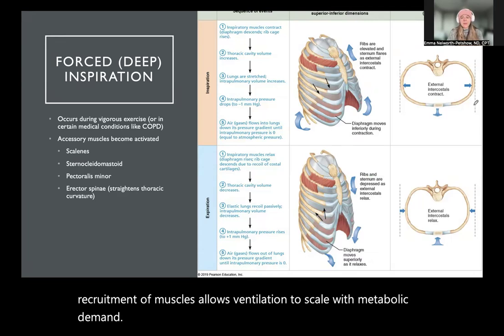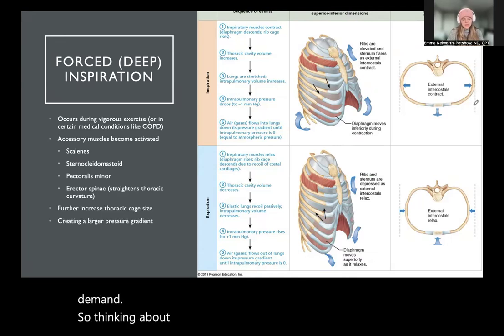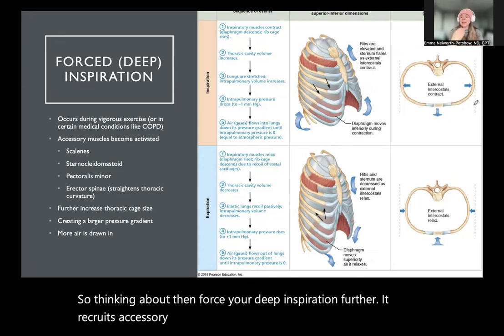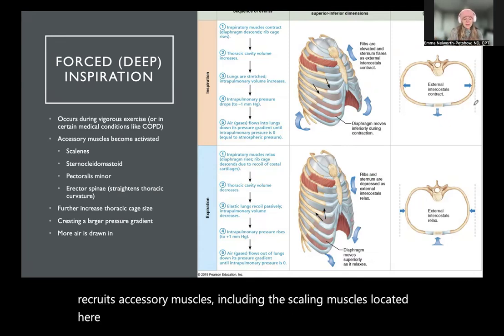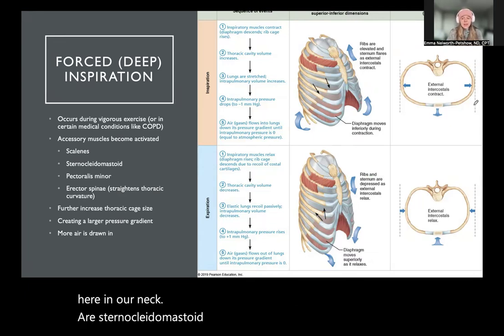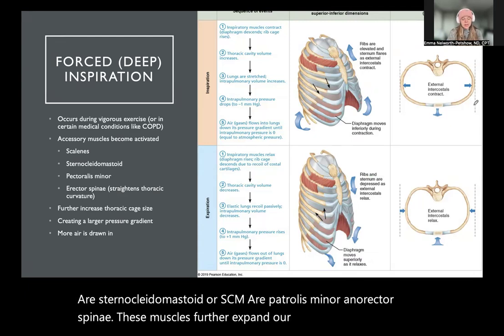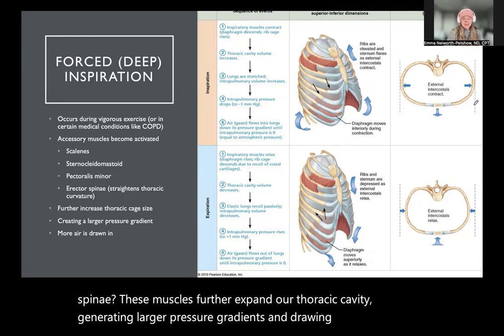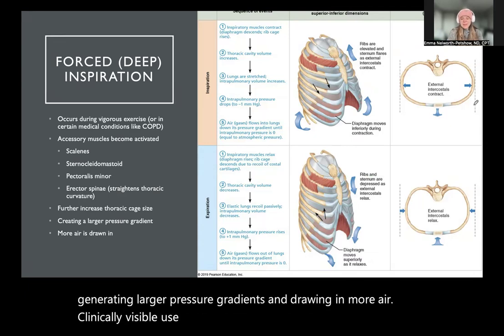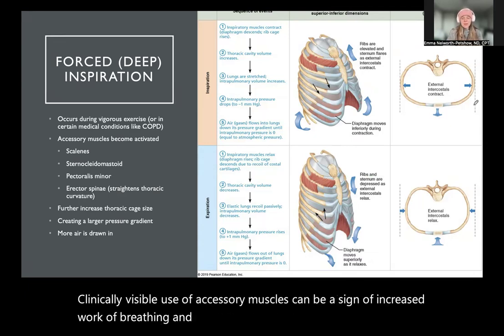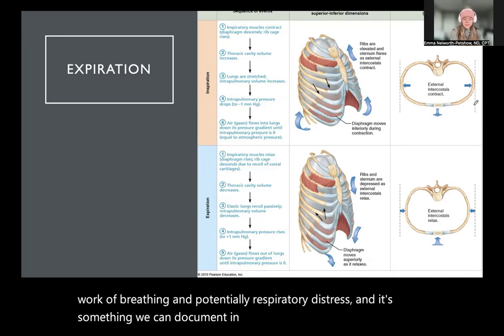So, thinking about forced or deep inspiration further, it recruits accessory muscles, including the scalene muscles located here in our neck, our sternocleidomastoid or SCM, our pectoralis minor, and erector spinae. These muscles further expand our thoracic cavity, generating larger pressure gradients and drawing in more air. Clinically, visible use of accessory muscles can be a sign of increased work of breathing and potentially respiratory distress, and it's something we can document in a medical chart note.